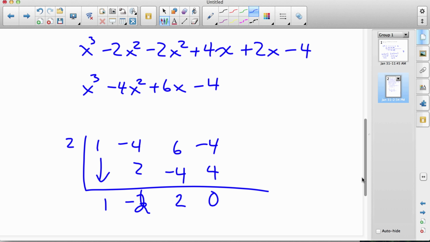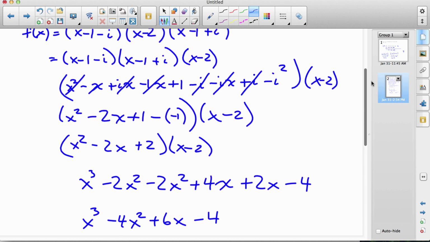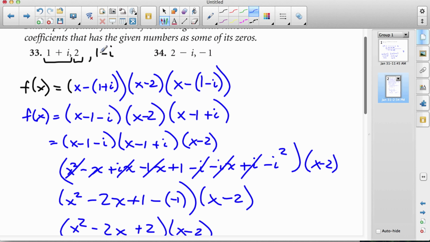And then if you wanted to check your other ones, you could take this x squared minus 2x plus 2, and you could put it into the quadratic formula. And when you use that, you would come up with these guys up top. Okay, hopefully that helps you with that question.